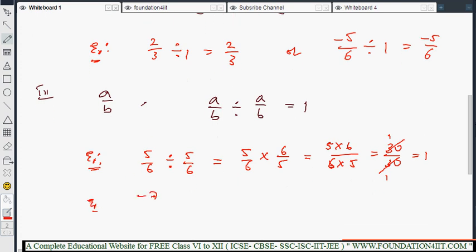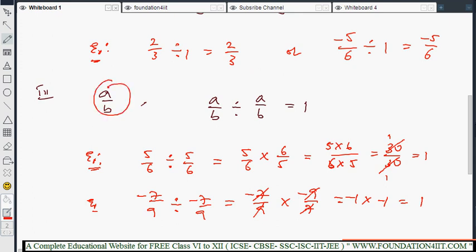For example, minus 7 by 9 divided by minus 7 by 9. You can write minus 7 by 9 into minus 9 by 7. The 7s cancel, the 9s cancel here. Minus 1 into minus 1 is equal to plus 1. So this holds for any non-zero rational number, because a by b should be non-zero.